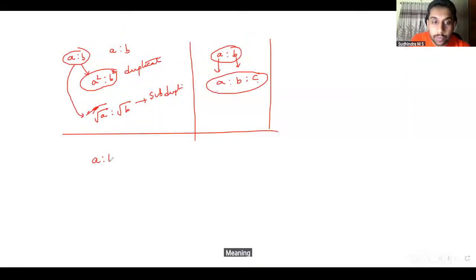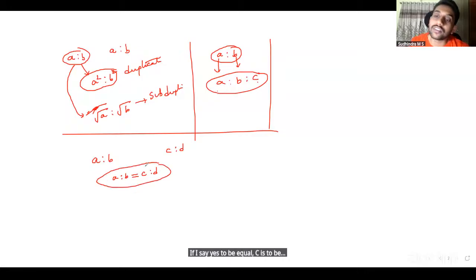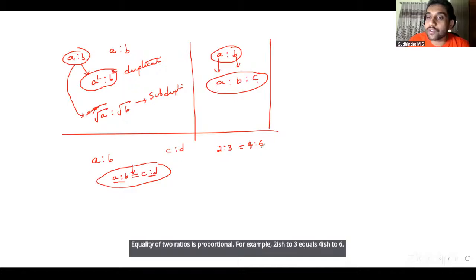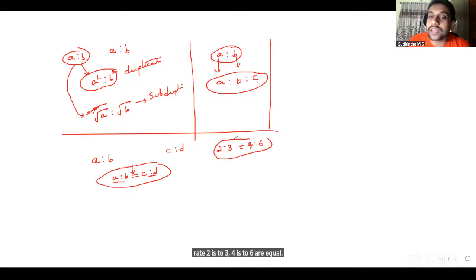Meaning, if A is to B and C is to D are two ratios which are equal, if I say A is to B equals C is to D, then this is in proportion. Equality of two ratios is proportion. For example, 2:3 equals 4:6. Right? 2:3 and 4:6 are equal. Equating the two ratios is proportion. In a proportion, this is the first term, this is the second term, this is the third term, and this is the fourth term. There are four terms in a proportion, correct?